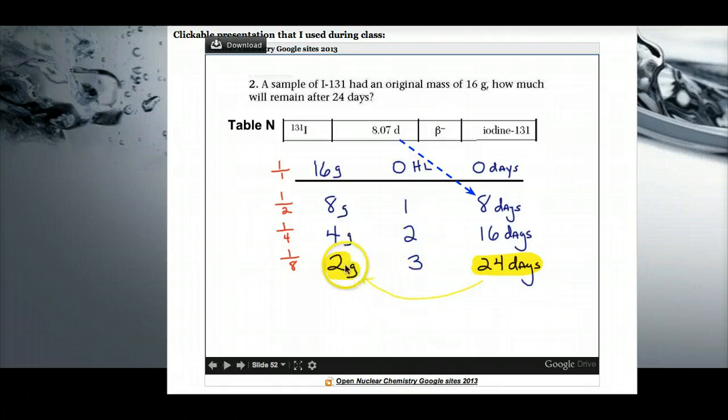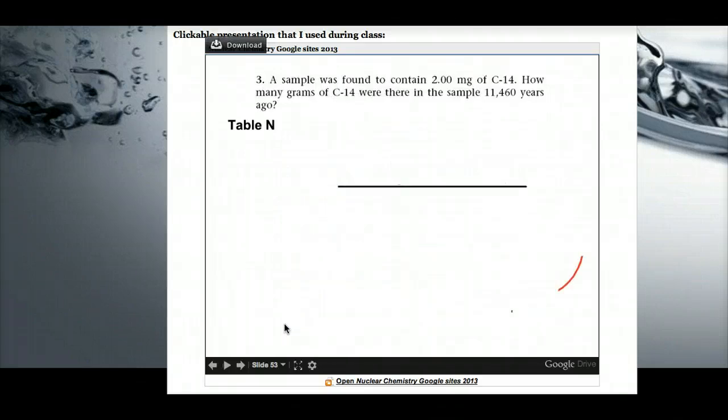So 3 halvings occurred, and it took me 24 days. And I went down to 2 grams. Now, I don't have to do that, but the bottom line is each halving was 8 days. There was 24 days. Okay, they want to know how much will remain after the 24 days or 3 halvings. 2 grams would remain. That's my answer.